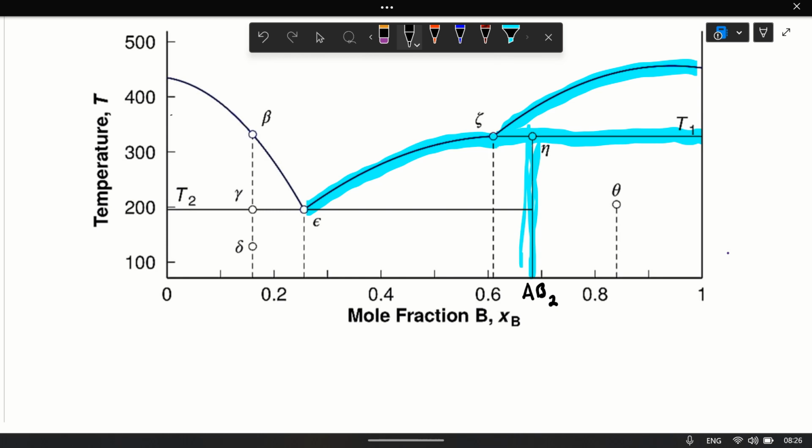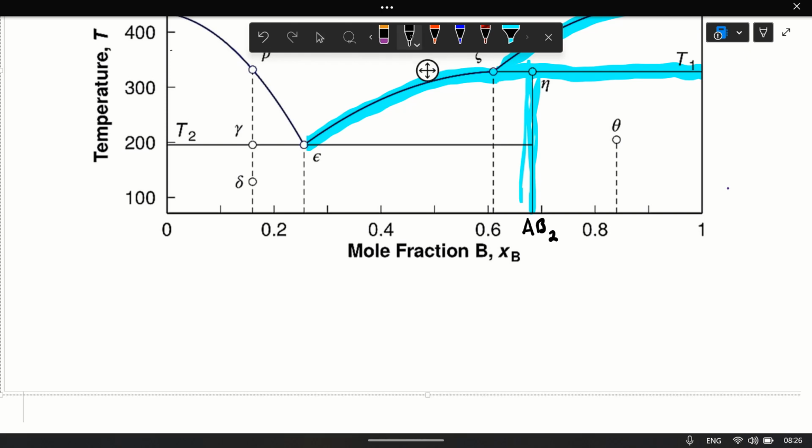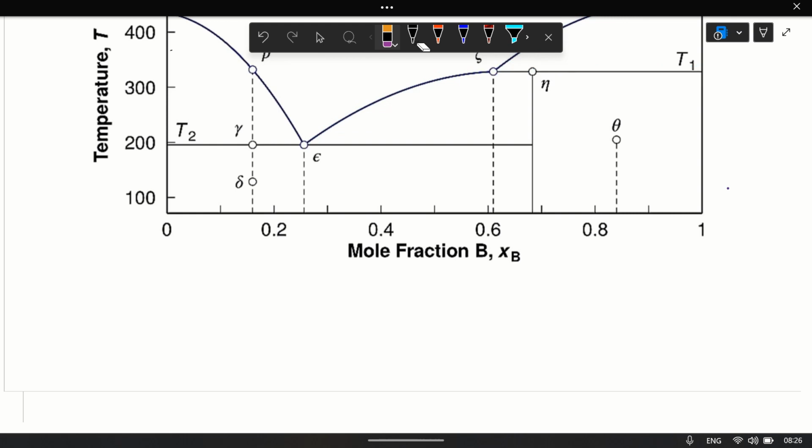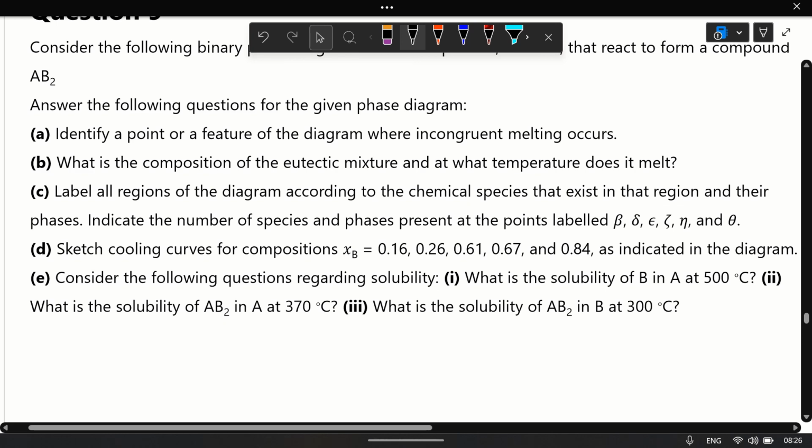And why do I know it's at 0.62? Well, because of the composition of AB2. So if we have mole fraction of B, it means that 2/3 would roughly be 0.67. So if B is 2/3 of the compound AB2, then 2/3 of the mole fraction would be 0.67. So in other words, it'd be roughly about 0.67 mole fraction is where the compound would exist. Right. So that's how you would go about identifying an incongruent melting compound in a phase diagram.